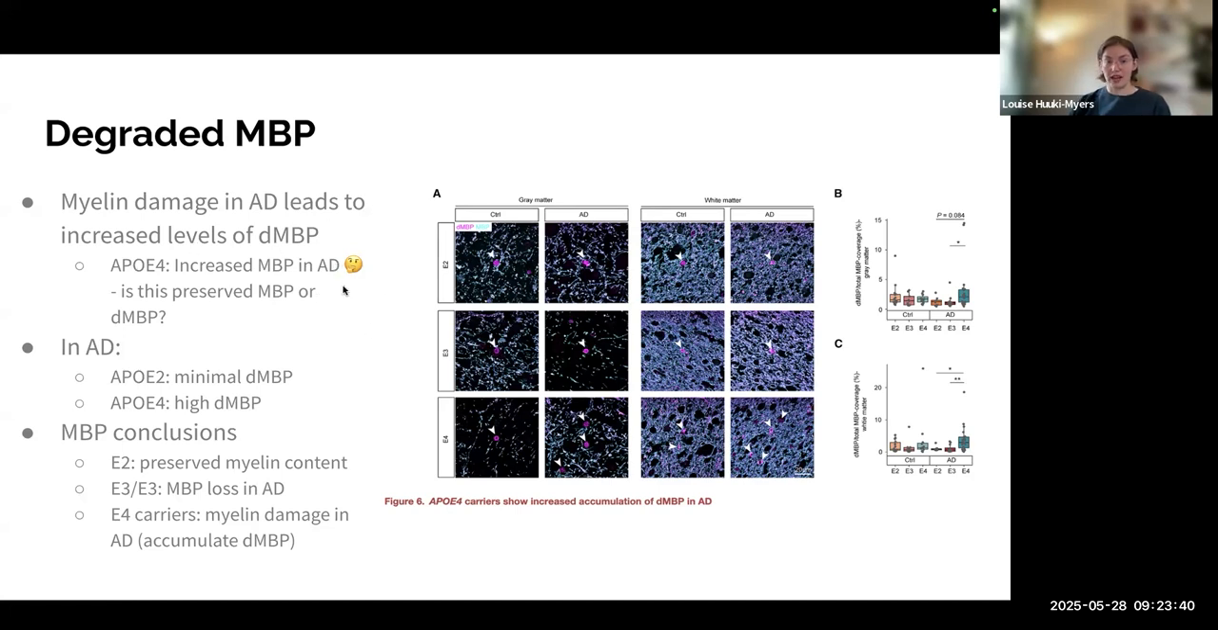So overall, thinking about those three sets of results together, the transcriptional changes, the immunohistochemistry with MBP, and looking specifically at the degraded MBP, the conclusions we can draw are that E2 is helping preserve the myelin content. We're seeing high levels of MBP, preserving it across control and AD cases. In E3, we see MBP loss in AD. And then in E4 carriers, the amount of MBP seems to be preserved, but it does seem to be damaged. And we see an accumulation of damaged MBP.